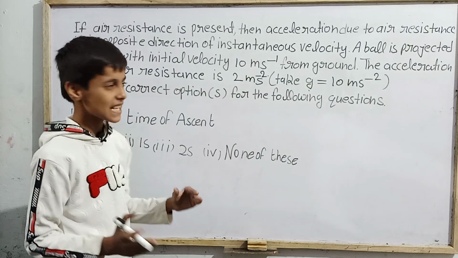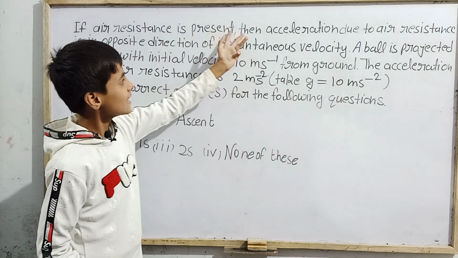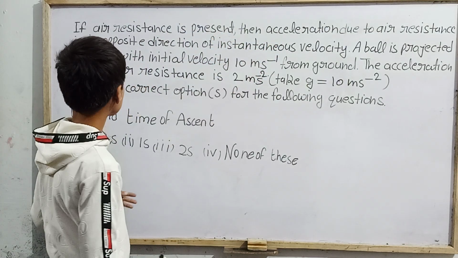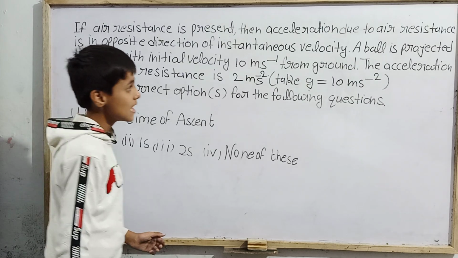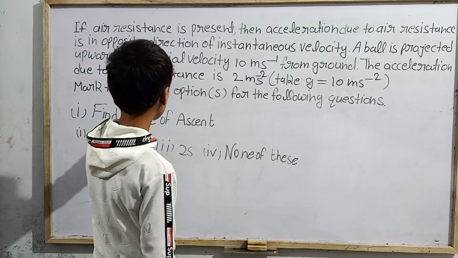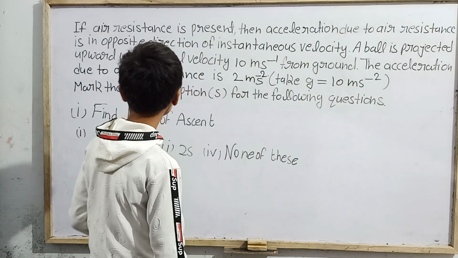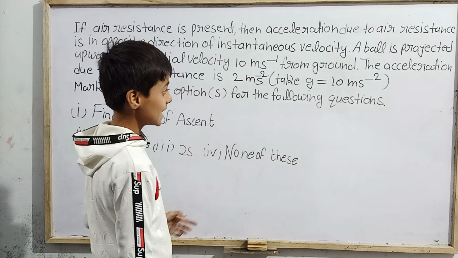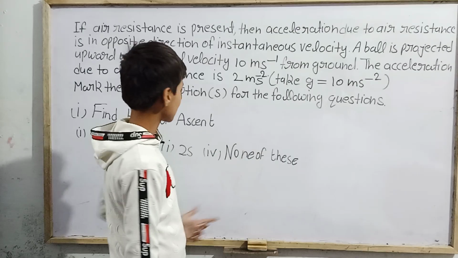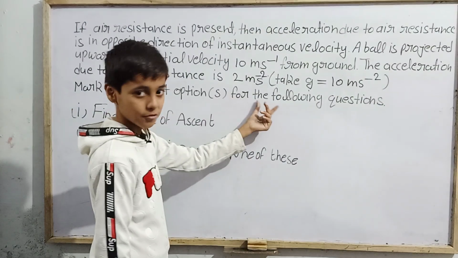Today we are going to solve our first question of kinematics for JEE. If air resistance is present, then the acceleration due to air resistance is in the opposite direction of the instantaneous velocity. A ball is projected upward with initial velocity 10 meters per second from the ground. The acceleration due to air resistance is 2 meters per second square. Take g equals 10 meters per second square and mark the correct options for the following questions.